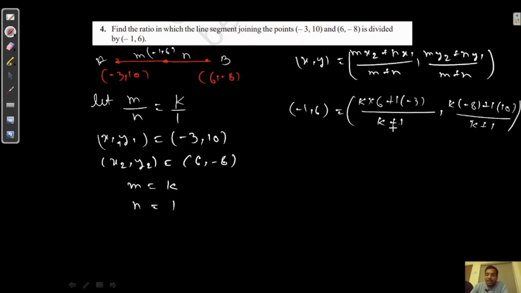Okay, so now let us solve it a bit. Minus 1 comma 6. So what is k into 6? It is 6k. What is 1 into minus 3? It is minus 3 upon k plus 1. Okay, so minus 8 into k, minus 8k, plus 10 into 1 is 10.